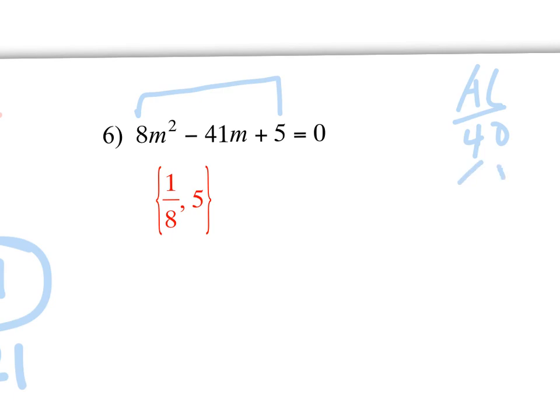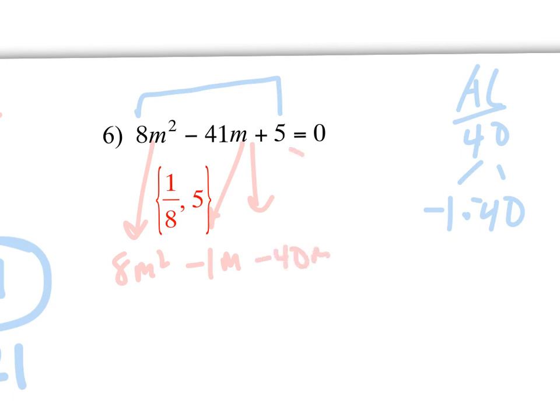What two numbers multiply to give us 40 and add to give us 41? Well, that would have to be 1 and 40. And since 41 is negative, they would both have to be, yes, both of them would have to be negative, a negative 1 and a negative 40. So, the first number, remember, stays the same, 8m squared. And then we split 41 into our two numbers, negative 1m and negative 40m. And then we can bring in our 5 at the end.